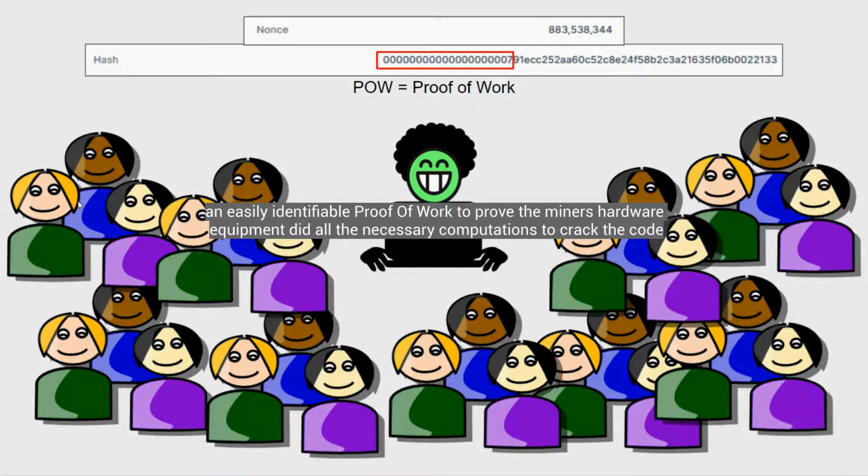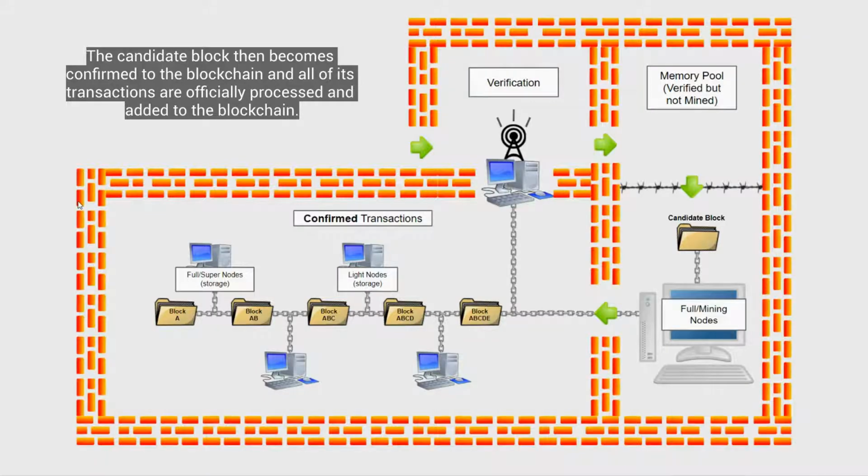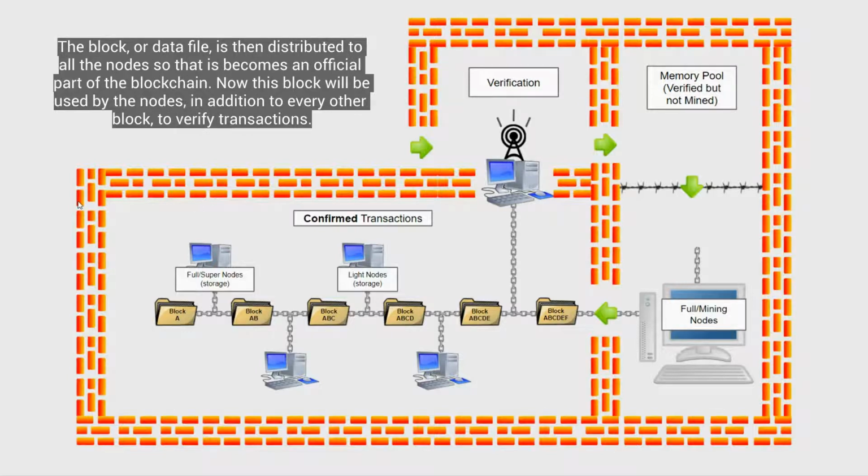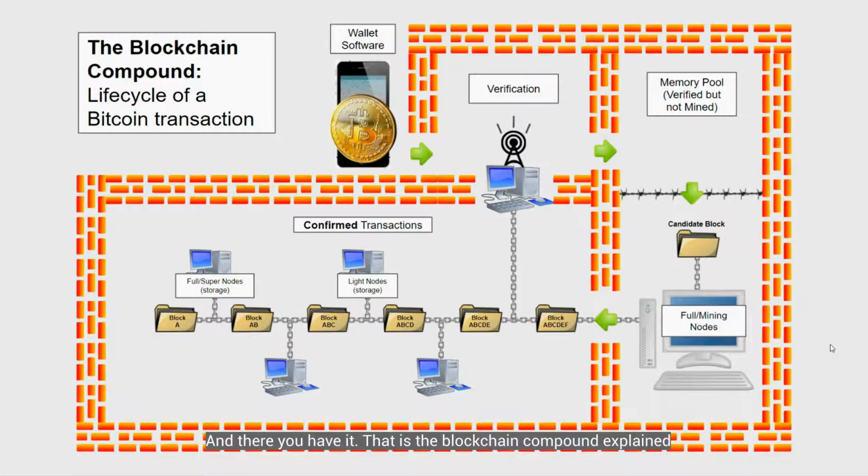the code. The candidate block then becomes confirmed to the blockchain, and all of its transactions are officially processed and added to the blockchain. The block or data file is then distributed to all the nodes so that it becomes an official part of the blockchain. Now, this block will be used by all the nodes, in addition to all the previous blocks, to verify future transactions. And there you have it.